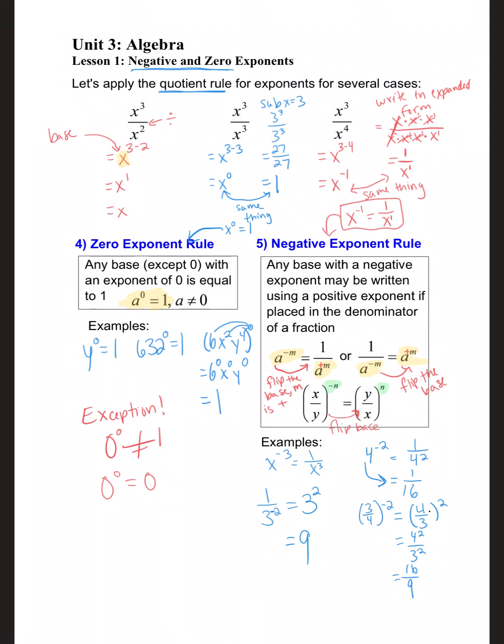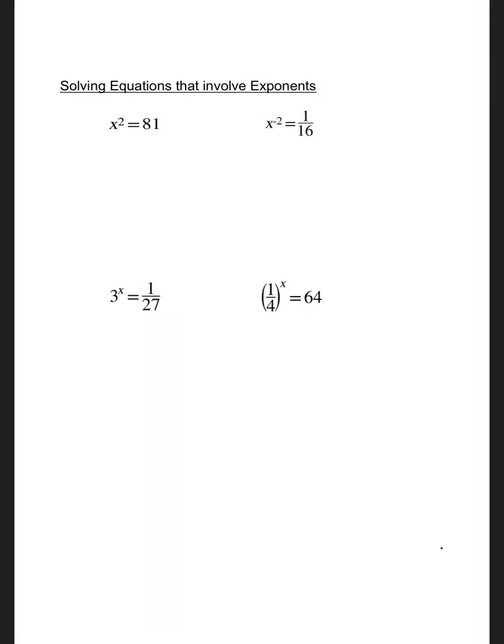Okay, so that's how we work with negative exponents and how we work with zero exponents. So let's take a look at some examples. So knowing what we know about negative exponents now, we're going to see if we can solve equations that deal with exponents. So we've all seen how to deal with it if we have an x squared in our equation, how we solve for x. We saw this in particular in Pythagorean theorem. We would just take the square root of both sides, and then we would say x equals 9. But instead of doing this, let's use our exponent laws instead.